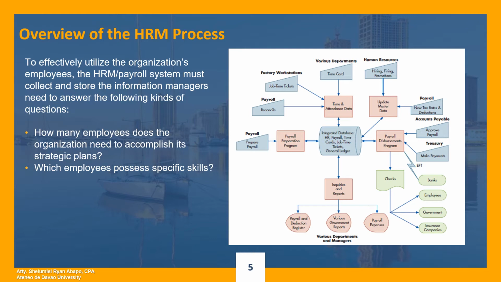The various departments provide the time card, which will contain the hours worked and the attendance of the particular staff or employee. The factory workstations will include job time tickets, and these will comprise the time and attendance data that will then be reconciled by the payroll department. The payroll department, after getting the time and attendance data, will proceed to the preparation of the payroll, and this will go through the database, and the payroll disbursements will be the output.